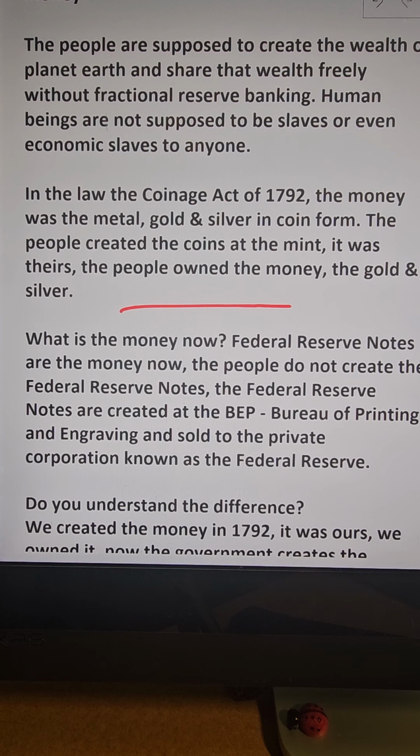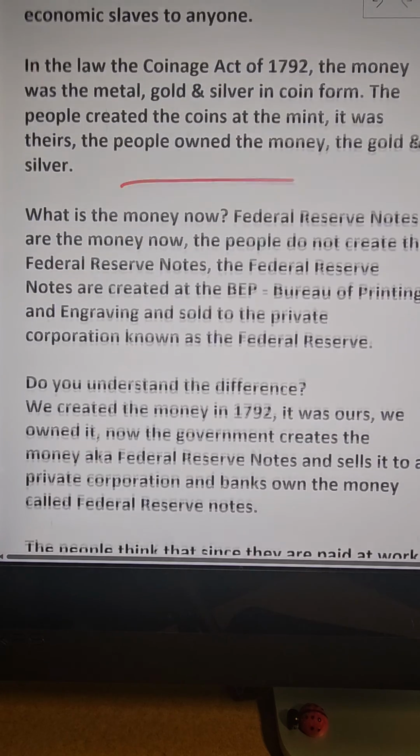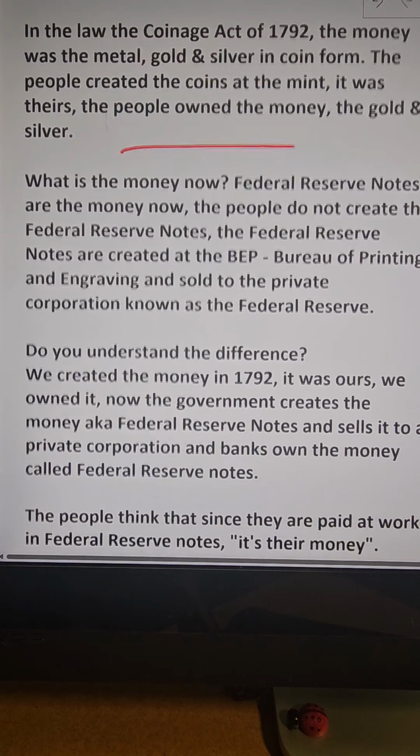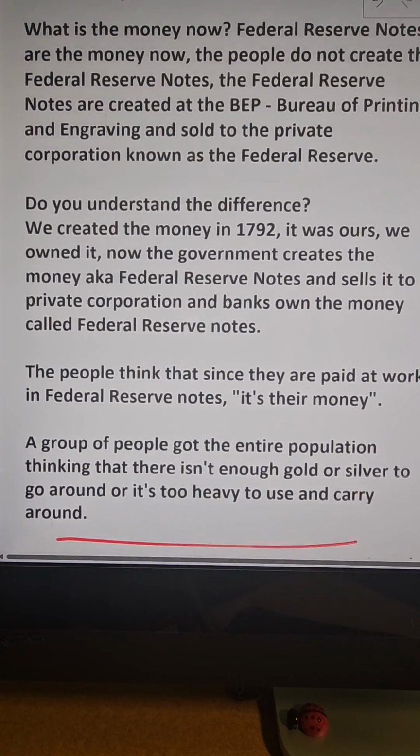My view is the people are supposed to create the wealth on planet Earth and share that wealth freely without fractional reserve banking. I'll say it again. The people are supposed to create the wealth and share the wealth on planet Earth without fractional reserve banking. Human beings are not supposed to be slaves or even economic slaves to anyone or any nation or any group of people. But that's how it is right now. So, anyhow, I believe the understanding of money is the next great awakening in humanity. And you will maybe agree with me after time of reading many of my information.